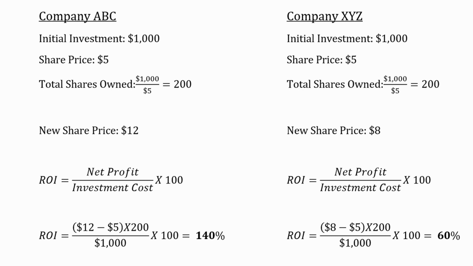By using the aforementioned calculation and dividing the net profit by the investment cost and multiplying by 100, we find that company ABC has an ROI of 140%, while company XYZ has an ROI of 60%. Clearly based off of this, company ABC is by far the better investment, as you've over doubled your money. But now let's have a look at a more complex example.